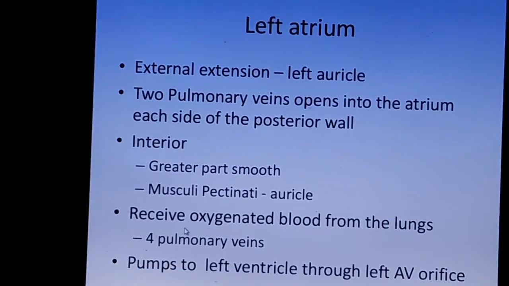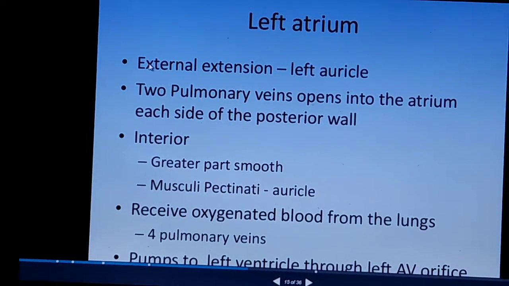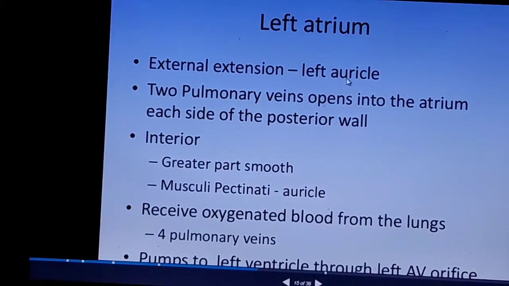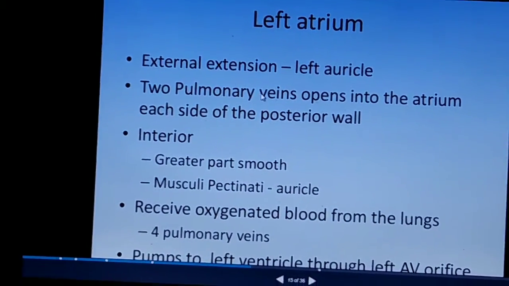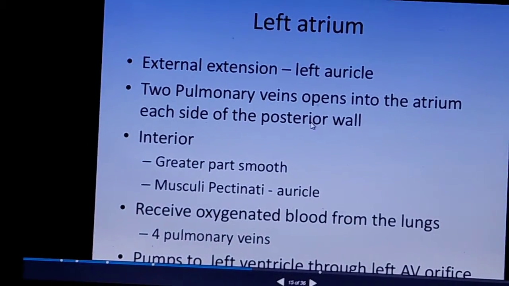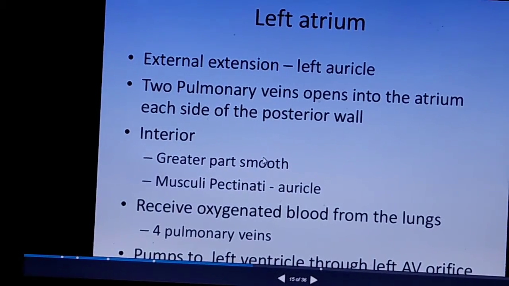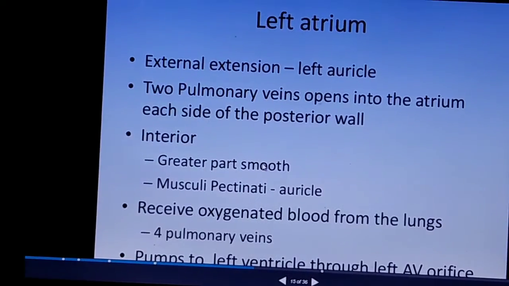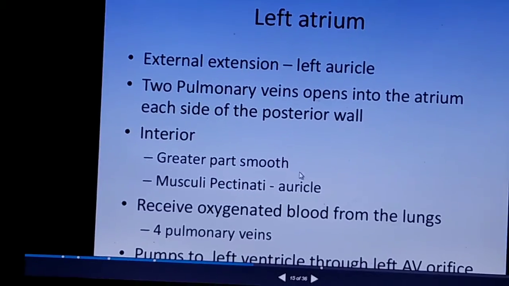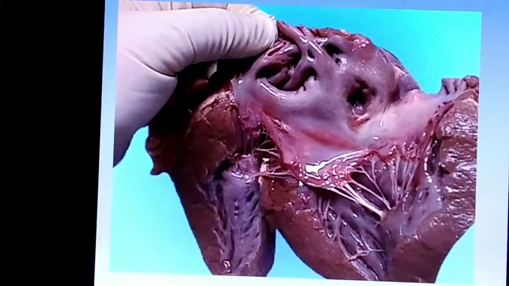Then left atrium. The left atrium is also known as the left auricle. Here two pulmonary veins open into the atrium on each side of the posterior wall. Anteriorly, it has a smooth appearance. It receives oxygenated blood from the lungs. There are four pulmonary veins. The oxygenated blood is pumped to the left ventricle through the left atrioventricular orifice. This is the structure of the left atrium.